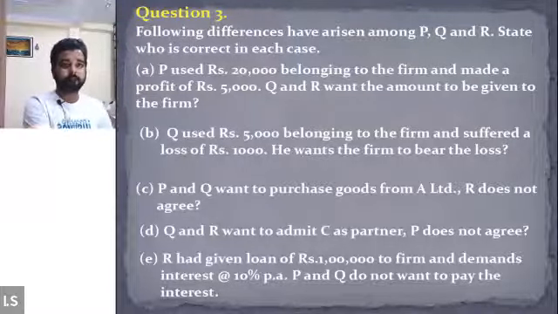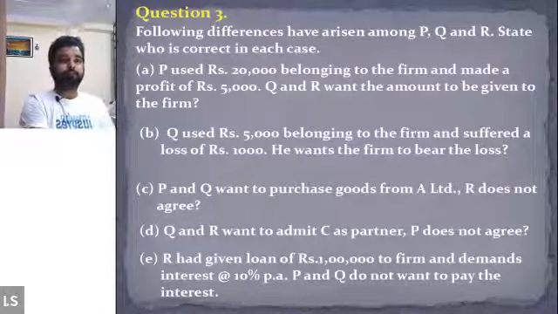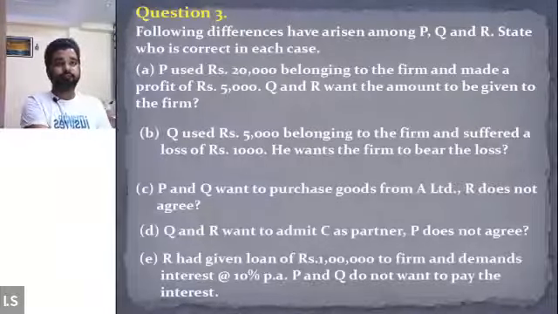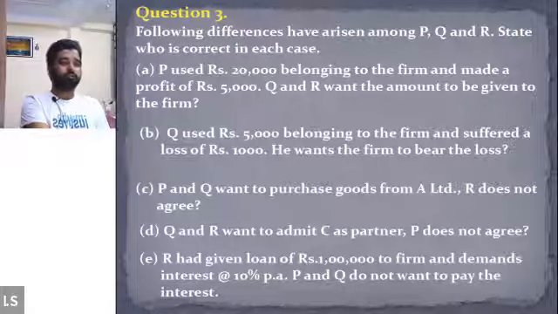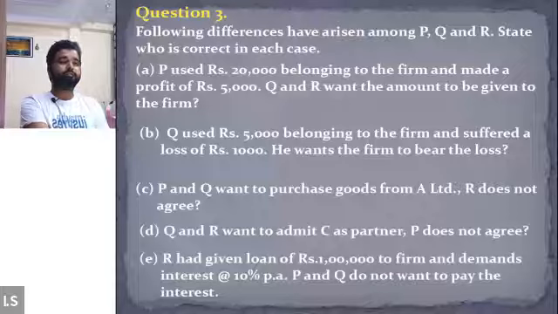As simple as that. Now, point number B. The second dispute: Q used rupees 5,000 belonging to the firm and suffered a loss of rupees 1,000. Now he wants the firm to bear the loss.